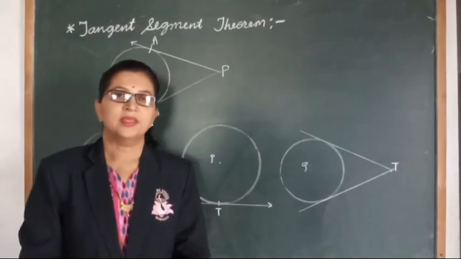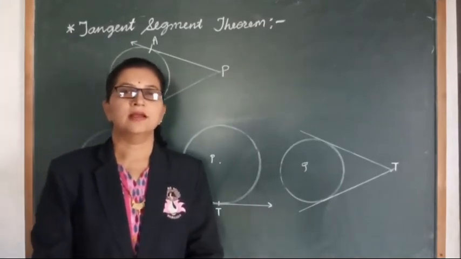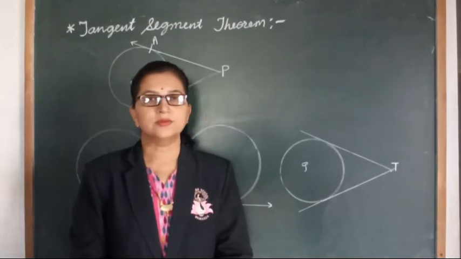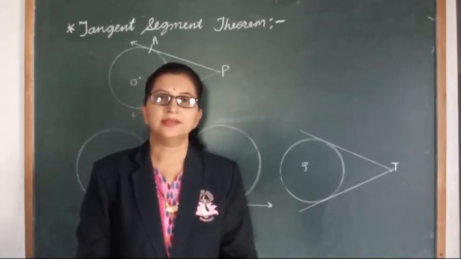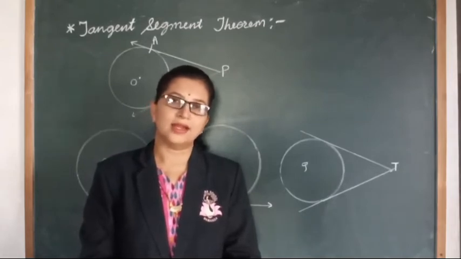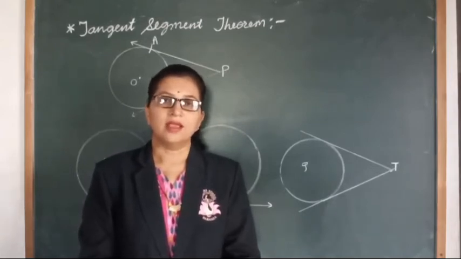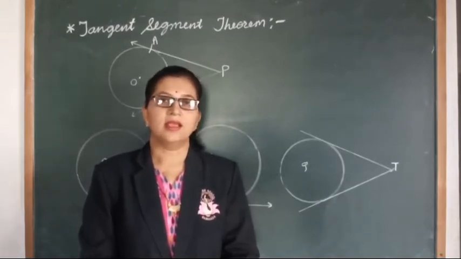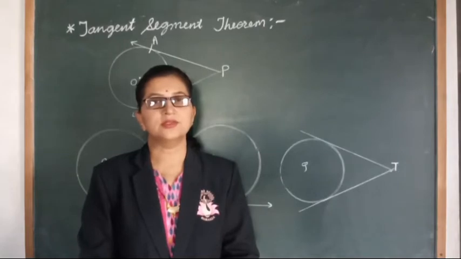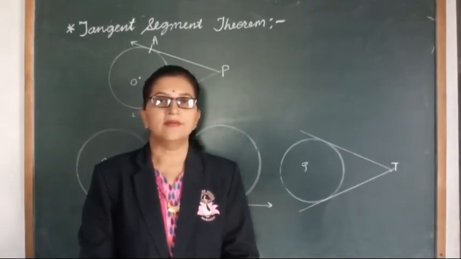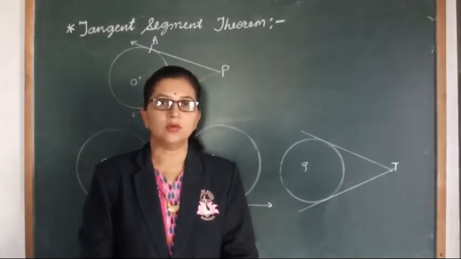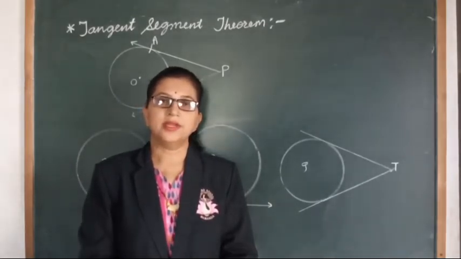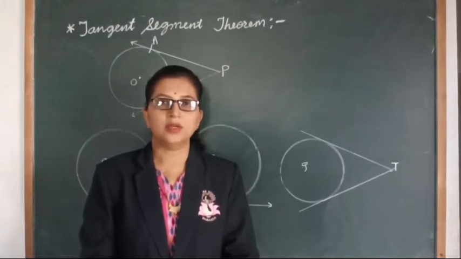Hello friends, in the previous video we saw how many circles pass through a given 1 point, 2 points and 3 points, and we concluded that we can draw infinite circles passing through a single point, infinite circles passing through 2 points, and one and only one circle passing through 3 non-collinear points. There is no circle passing through 3 collinear points.